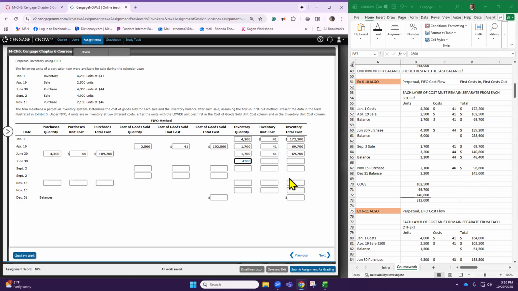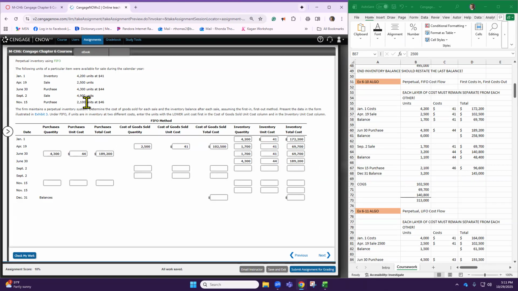And now here comes the new one, right? 4,300 at 44, 189,200. So once again, this is first in. Which ones were first here? The $41 cost. So the next sale we're going to sell out of, and what I mean is sell from the first tier, that $41 layer first.